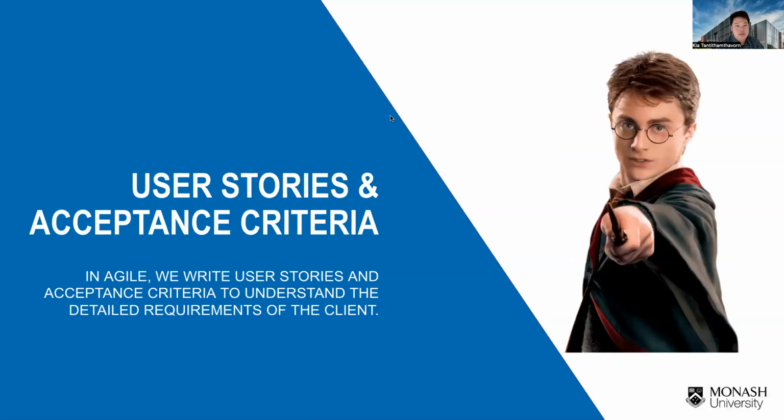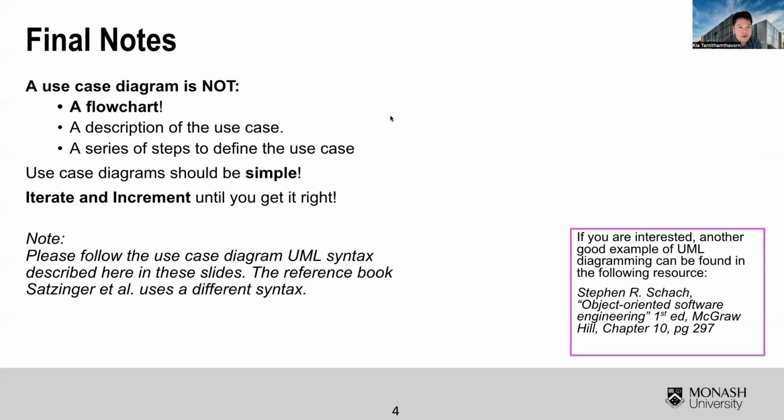Final note, final takeaway message here, right? Use case diagram is not a flow chart. It's not a description of the use case. But a use case diagram just describes the use cases of the system, and it should be simple. You need to iterate and incrementally improve it to get it right.